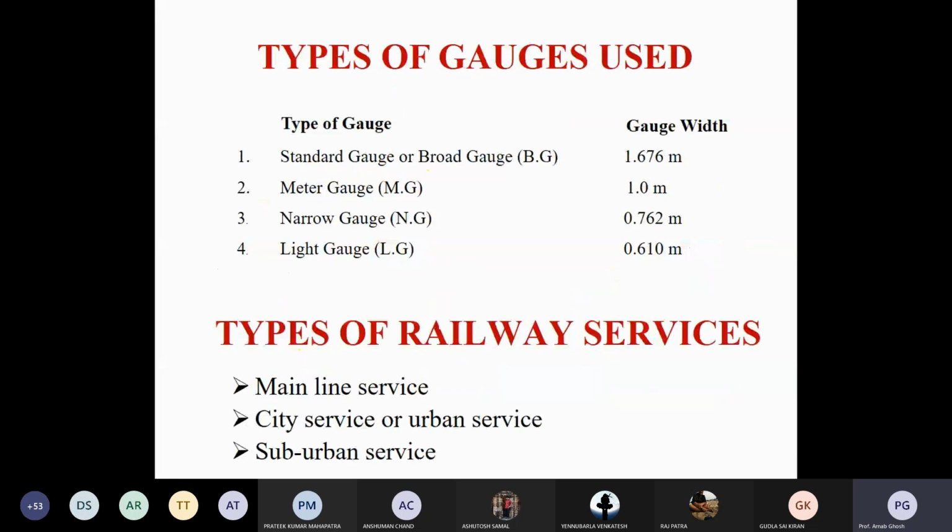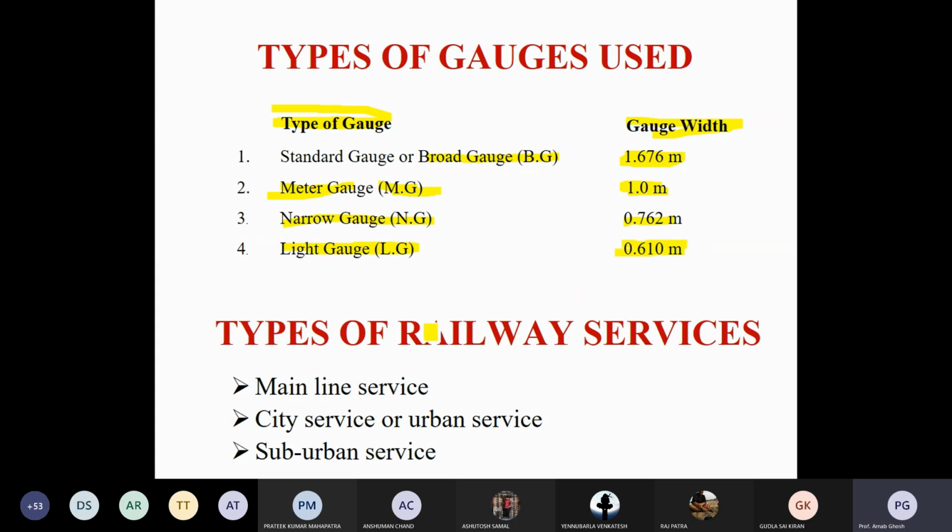Then the type of gauge and the gauge width. If it is broad gauge, BG, the gauge width is 1.676 meters. If it is meter gauge, MG, it will be 1 meter, sometimes called medium gauge. That's why it is written as 1 meter. NG means narrow gauge, below 1 meter, at 0.76 meter. Another one is LG, the light gauge, which is 0.610 meter.